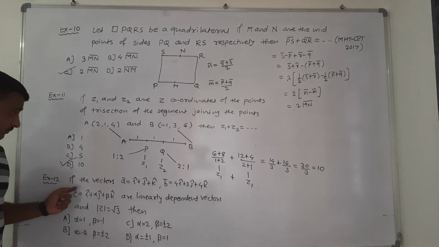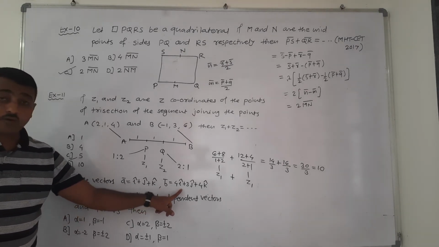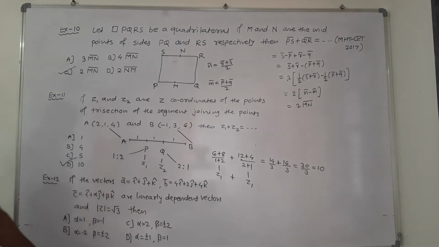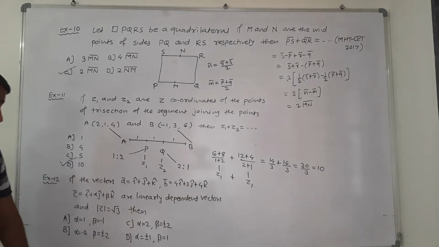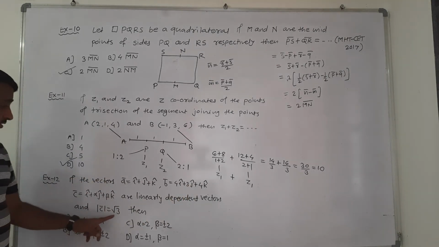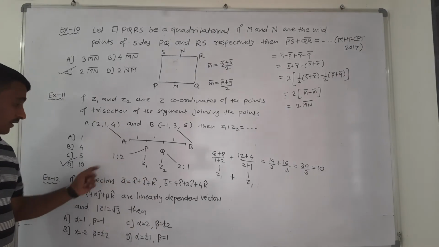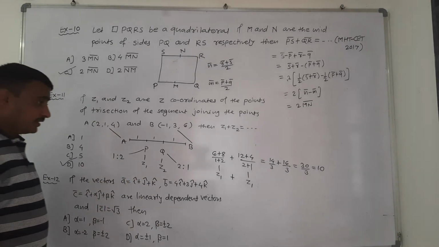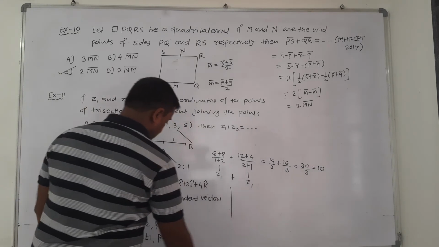Next example. If the vectors A bar is i cap plus j cap plus k cap, B bar is 4 i cap plus 3 j cap plus 4 k cap, and C bar is equal to i cap plus alpha j cap plus beta k cap are linearly dependent, and modulus C bar is equal to root 3, then the 3 vectors are linearly dependent, so their scalar triple product is 0, therefore I take the determinant directly equal to 0.